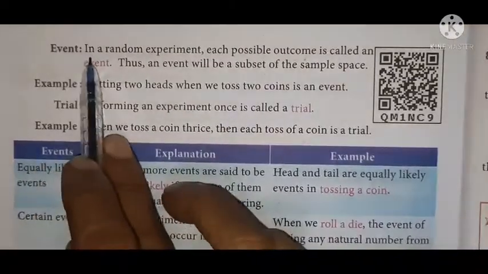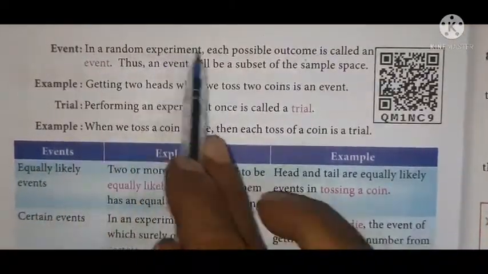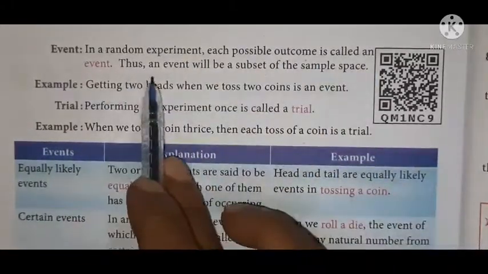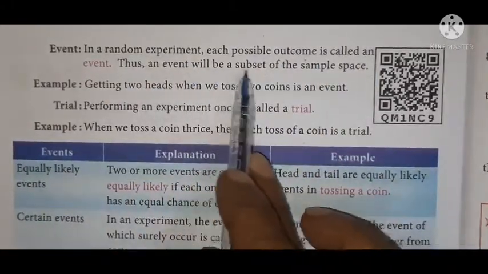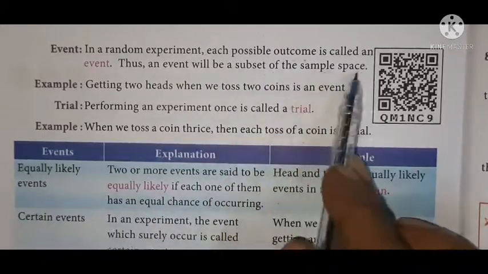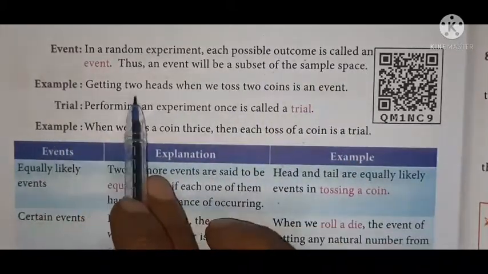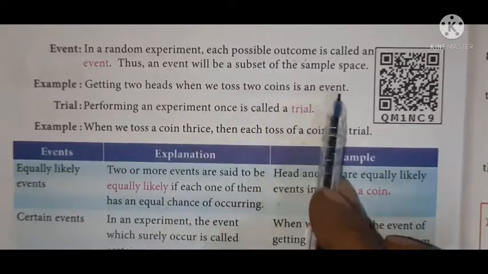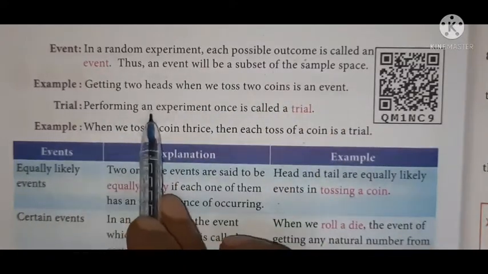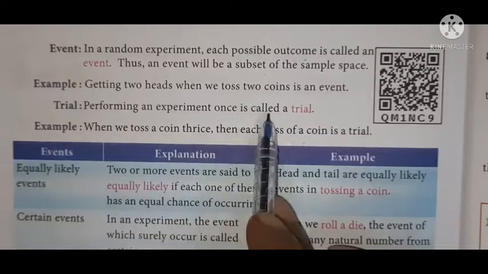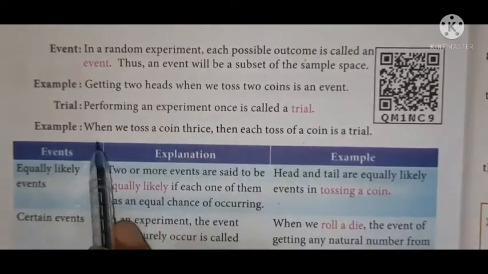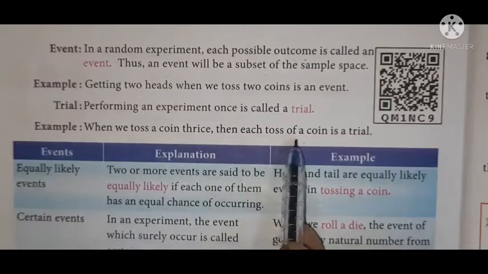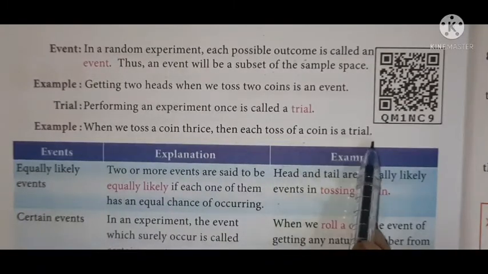Event. In a random experiment, each possible outcome is called an event. Thus, an event will be a subset of the sample space. Example: getting 2 heads when we toss 2 coins is an event. Trial. Performing an experiment once is called a trial. Example: when we toss a coin thrice, each toss of the coin is a trial.